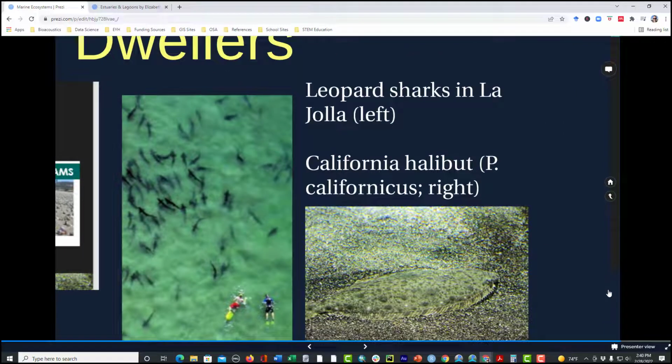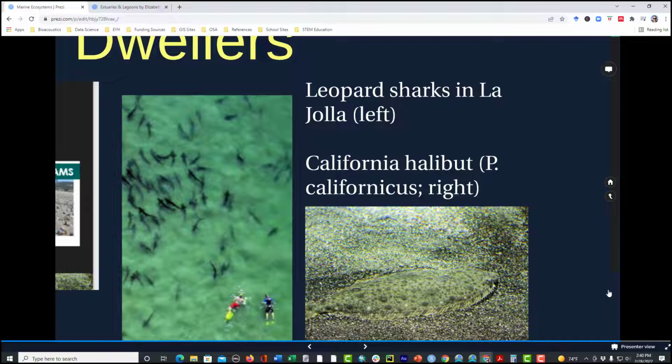Leopard sharks are another organism that tend to feed on some of the larger prey that exists within these sandy bottoms. Off to the left-hand side, you see an example of leopard sharks in La Jolla. If you haven't been out there at all, I think in the springtime it's a really interesting thing to do, and they're gentle sharks, so it's kind of cool to go out there and snorkel, and you can actually try and touch them. Don't grab them and take them home, but you know.